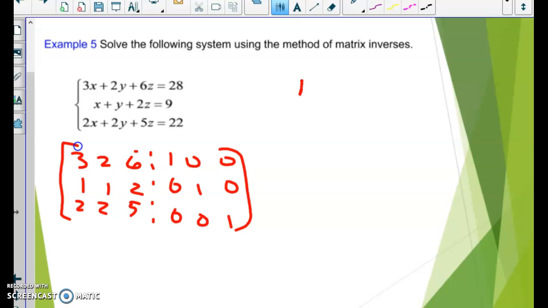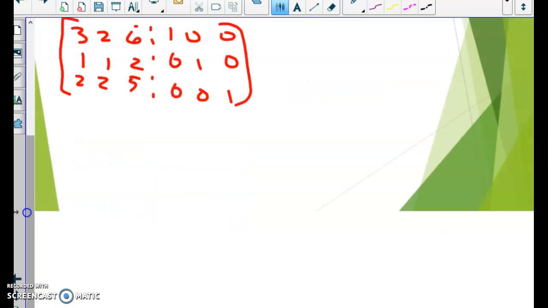Remember, we started out with A times this X equals the B, and what we're going to end up doing is doing the inverse of each of these. Okay, so to find the inverse I have to solve to get the first matrix, this one here, into the identity matrix, and so then the last one will be the inverse.